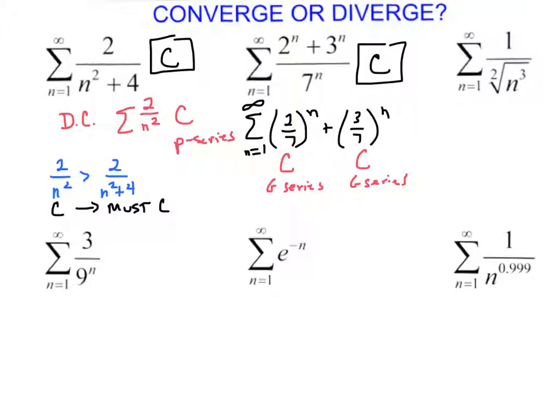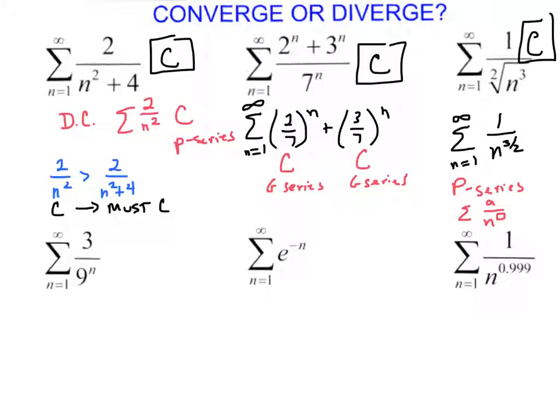Moving over to the right, I would always start by rewriting things with roots and powers as just a power. It will make it much easier to see. The square root of n cubed is the same as n to the 3/2 power. Now again, this is a p-series. A p-series is one that has a constant on the top and n to a power. I'm going to put a little box there. A power on the n to a power. If the power is greater than 1, it converges. In this case, it is greater than 1. It is 3/2. So we converge.